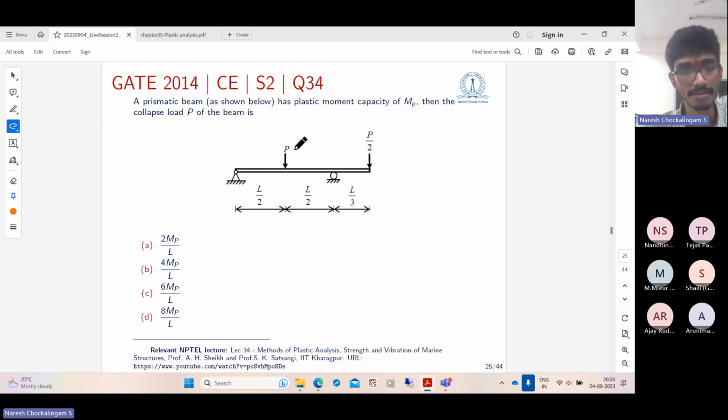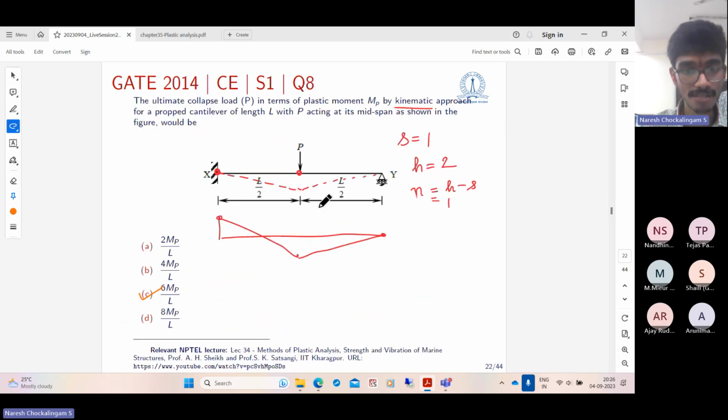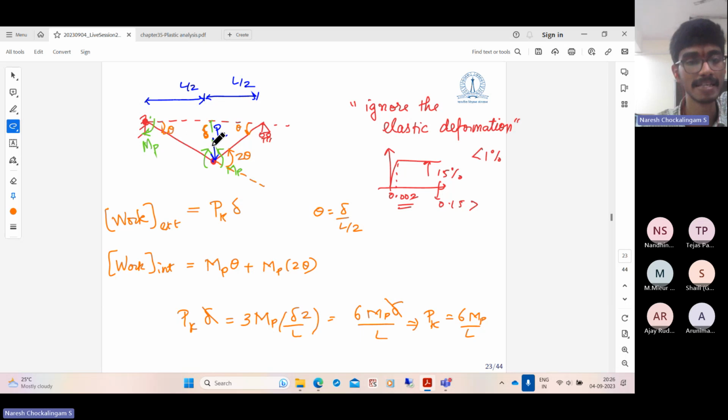So this is also simple. Don't worry too much about what kind of mechanism can develop and those things. So this upper bound, lower bound is just a theorem. But for the structures that you usually solve, you will usually just get one or two mechanisms. And in that case, it is quite simple. You can analyze it geometrically.